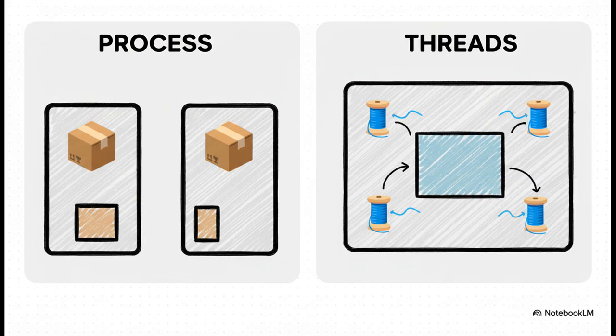See, unlike processes, which are walled off from each other, threads are these lightweight little workers that all live inside a single process. And the key difference? They share its memory. This is exactly how modern apps can do multiple things at once, like playing a video on a web page while the rest of the page is still loading in.